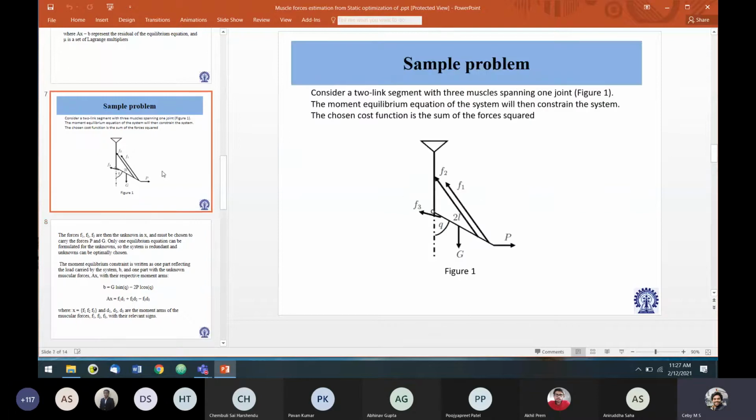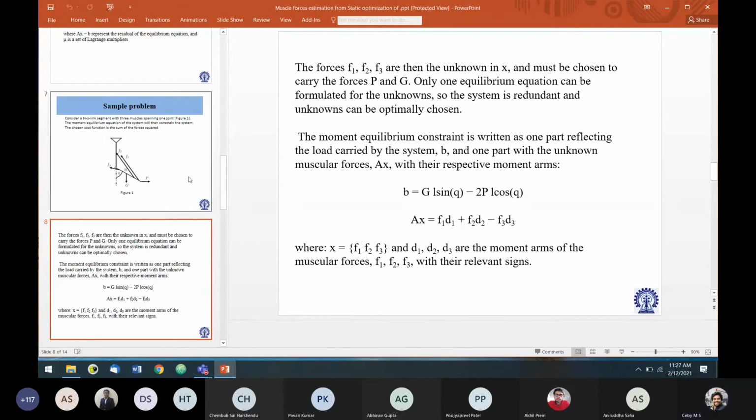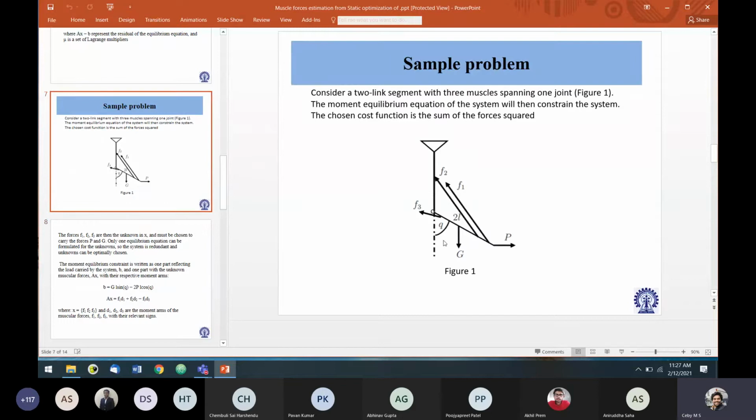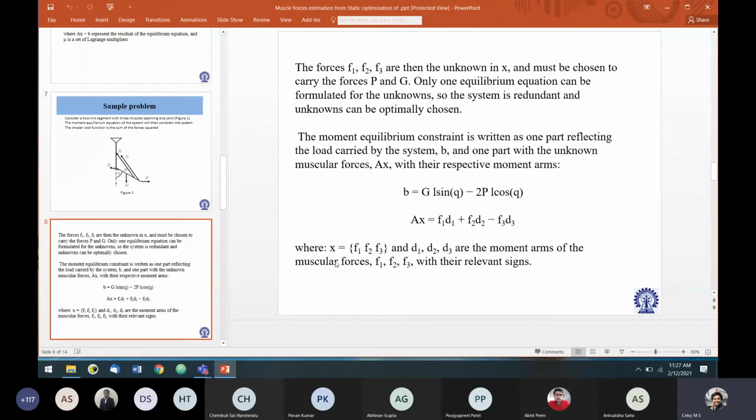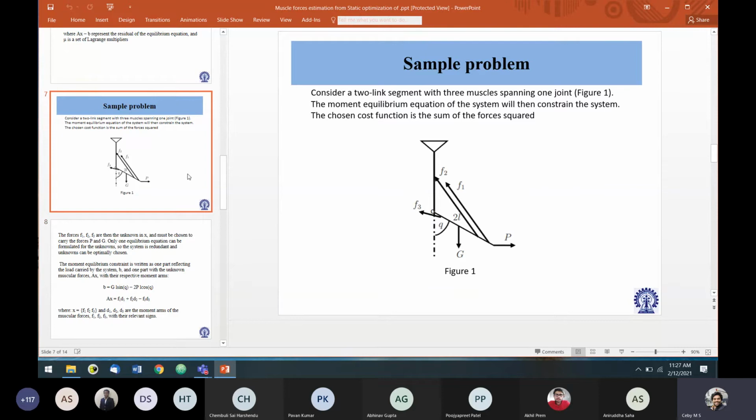P and G have the moment arms which are equal to L sin Q and 2L cos Q. From the diagram you can see 2L cos Q is the moment arm of P and L sin Q is the moment arm of G. So from the moment equation you can write F1 D1 plus F2 D2 minus F3 D3 is equal to G L sin Q minus 2 P L cos Q. That is clear, no? We are just writing the moment equilibrium in the form of AX minus B. And can anyone tell me what the objective function is here?